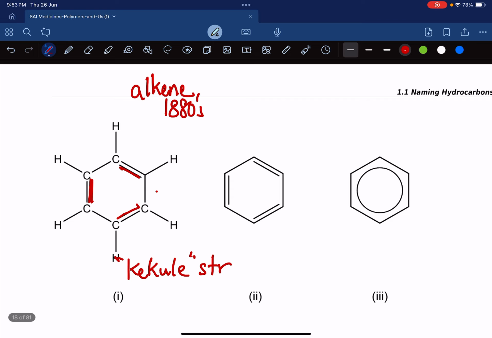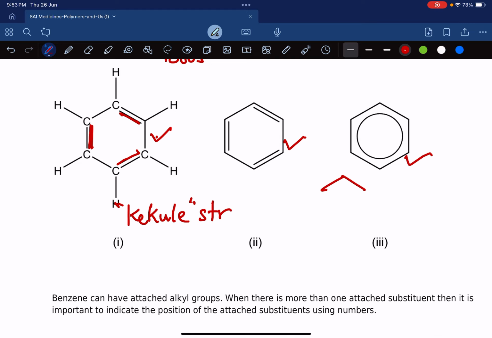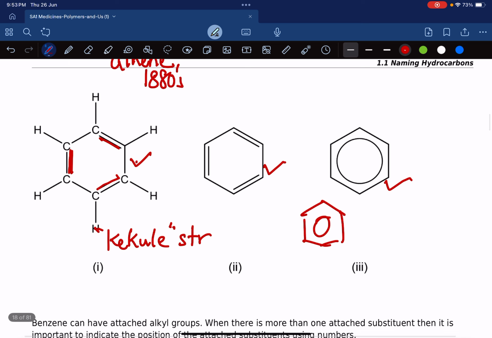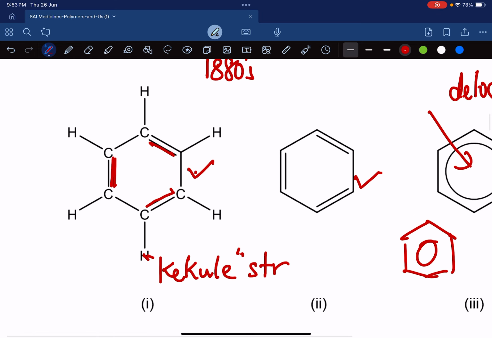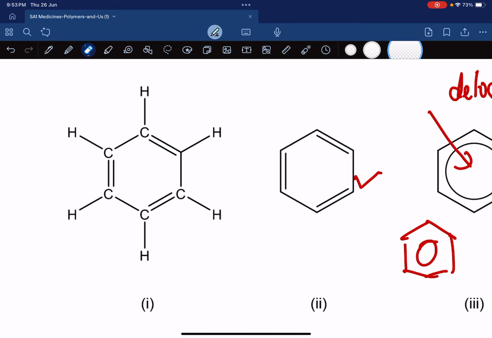So you can draw it like this, or like this, or like this. Most of the time you'll see a structure drawn with a circle in the middle. The circle in the middle basically means delocalized electrons. I'm not going to try to explain this to you, and it's not important for you to know at the moment.